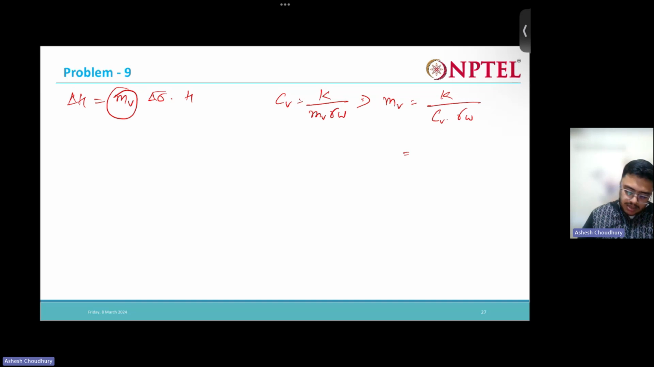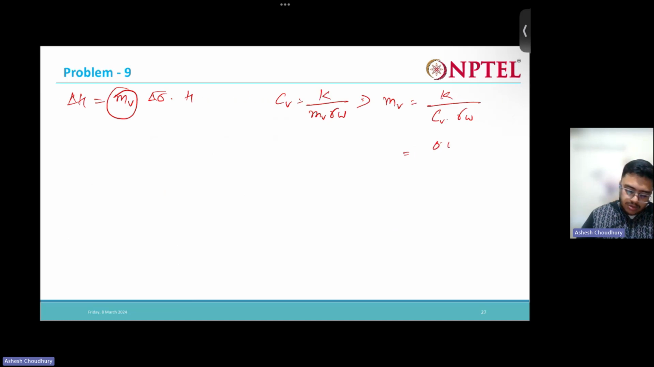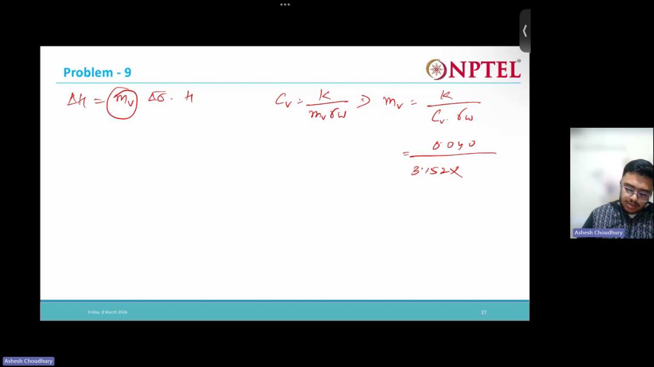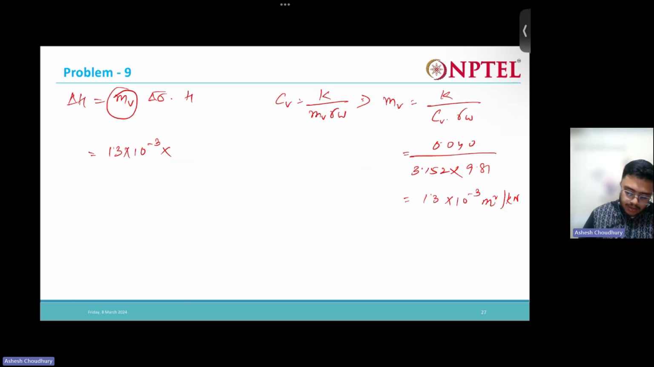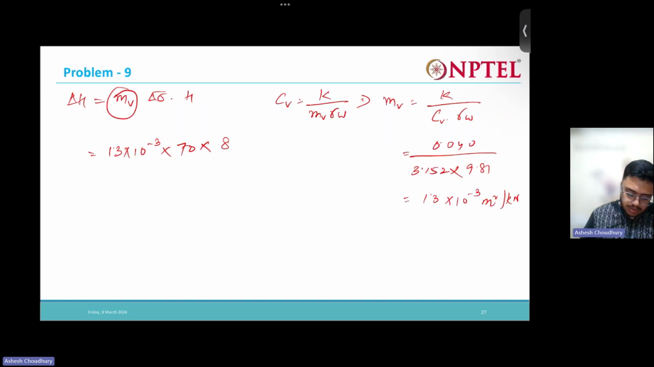So K is given to us, right? Coefficient of permeability or hydraulic conductivity is given to us. So 0.040. This we calculated just now here, into 9.81. It's going to come out as 1.3 into 10 to the power minus 3 meter square per kilonewton. Okay, so MV you know now. What is the increase in stress pressure? 70 kPa. 70 into what is the thickness of the layer? 8 meters. Put 8.